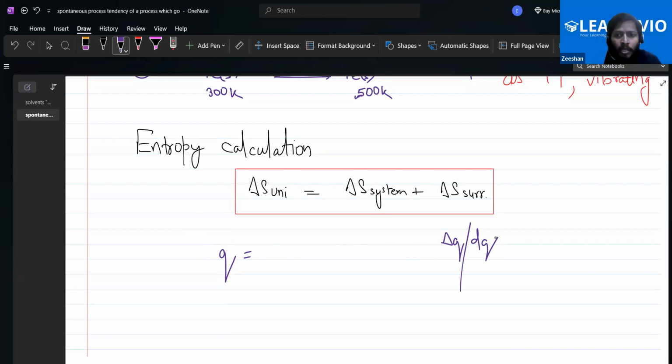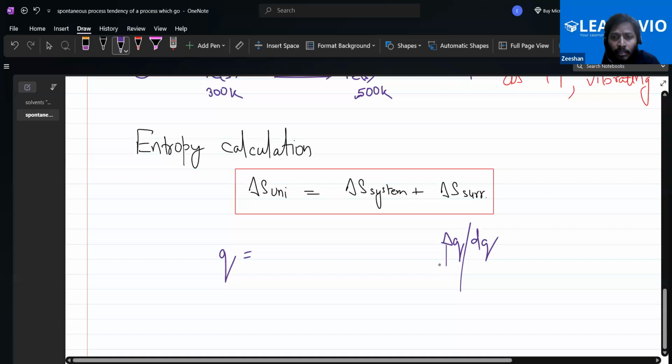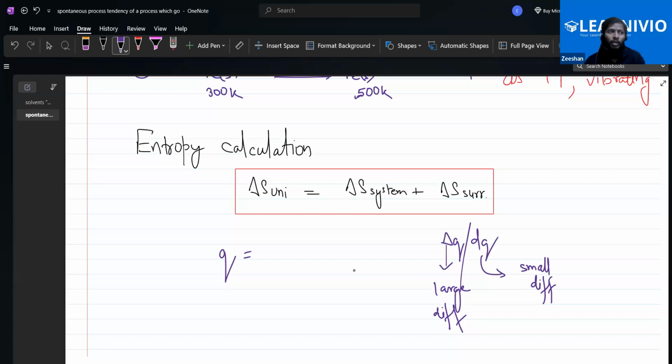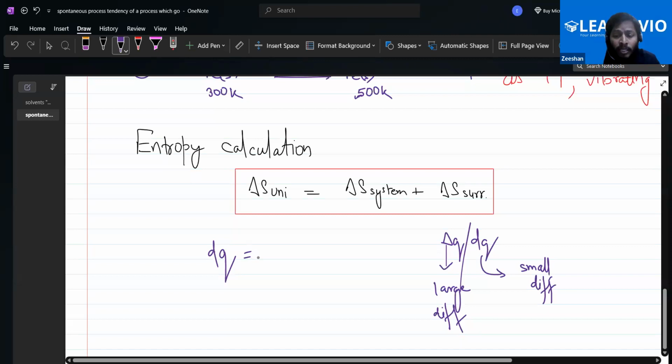Okay, no problem. See, delta is large when there is a large difference, and dq is a small difference. Actually, these are Greek letters, so we are using them in that fashion only. We are going through a small thing and then we will integrate, like in physics we always do.